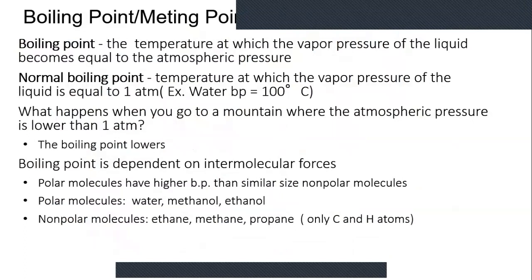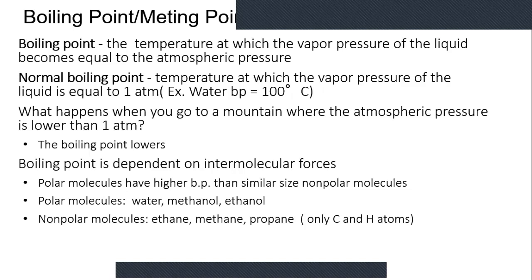So first we're going to talk about a boiling point. A boiling point is when the temperature is reached that the vapor pressure of the liquid becomes equal to the atmospheric pressure, and it causes the liquid to boil, releasing its vapor into the atmosphere. So typically when we talk about water, we say it has a 100 degrees Celsius boiling point, and that's referred to as the normal boiling point, which is the temperature at which the vapor pressure of the liquid is equal to 1 atmosphere.